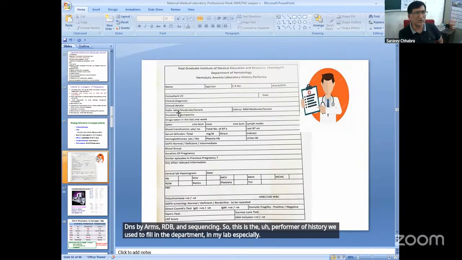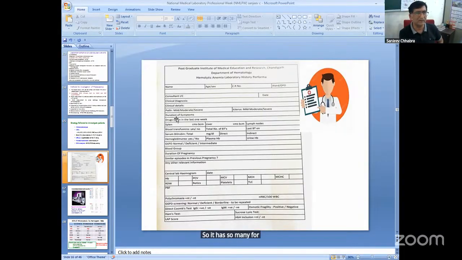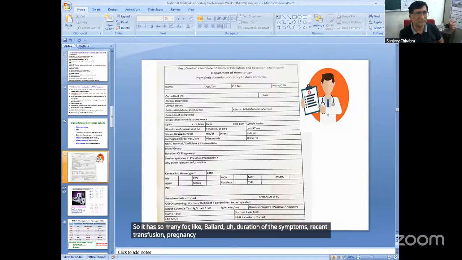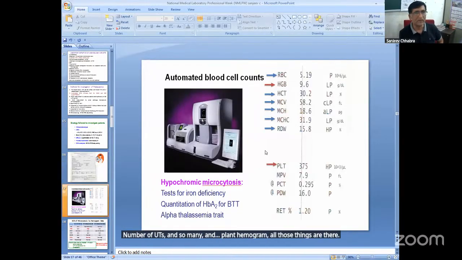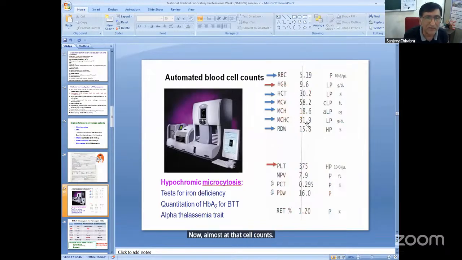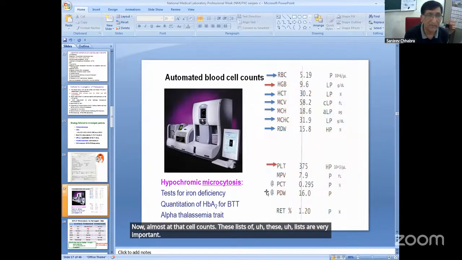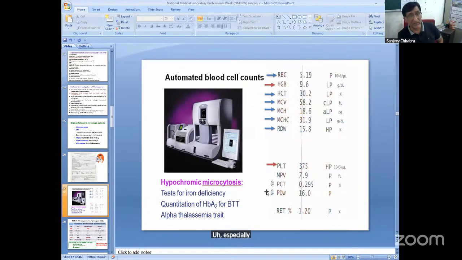So it has got so many different things like pallor, duration of the symptoms, recent transfusion, pregnancy, date of pregnancy, bilirubin, spleen size, lymph node, all those things, last BT, number of BTs, and so on, and current hemogram, all those things are there. Now, the red cell counts. These indices are very important, especially in differentiating iron deficiency anemia and other causes.